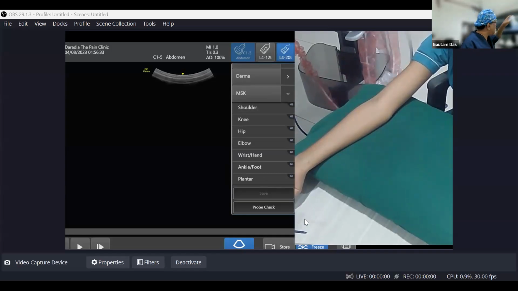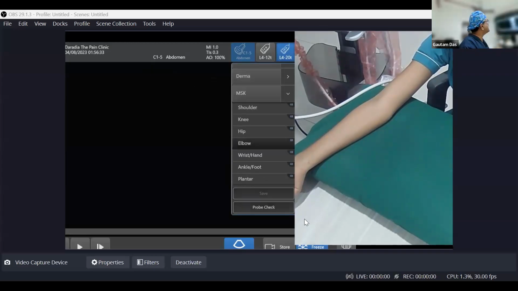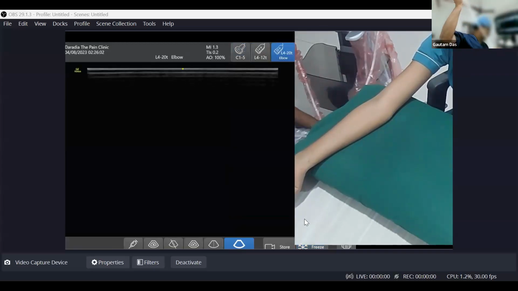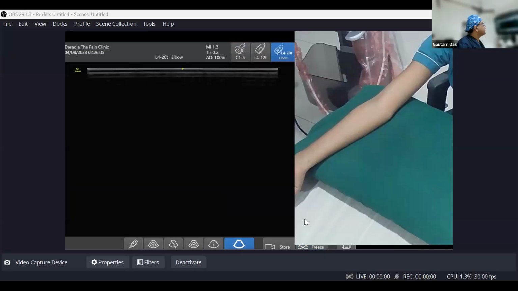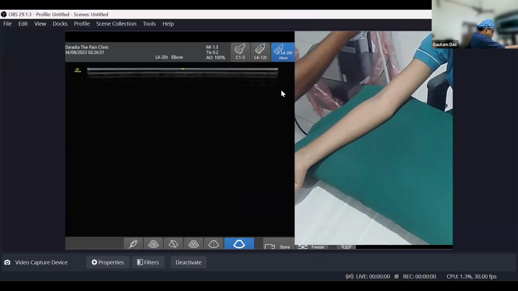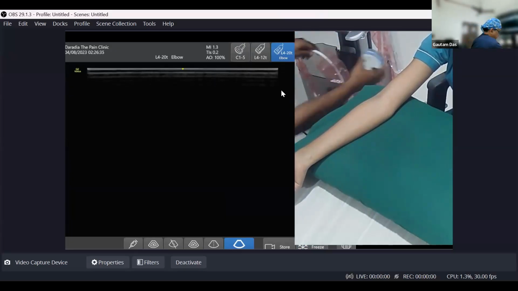So this is a high frequency probe, high frequency linear probe. And this is not just high frequency, very high frequency. Normally, we can also take the 4 to 12 megahertz probe, but we are having even better than that. With this probe, we'll be able to see the nerves even better. And that's why I'm selecting this 4 to 20 megahertz probe.